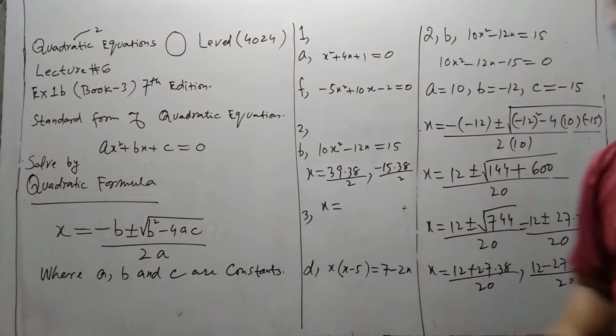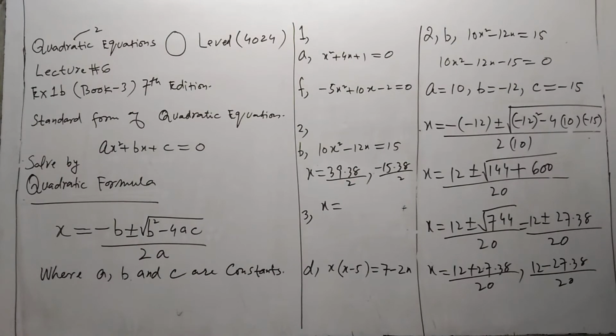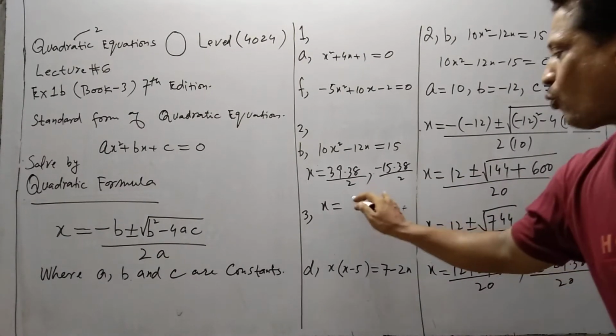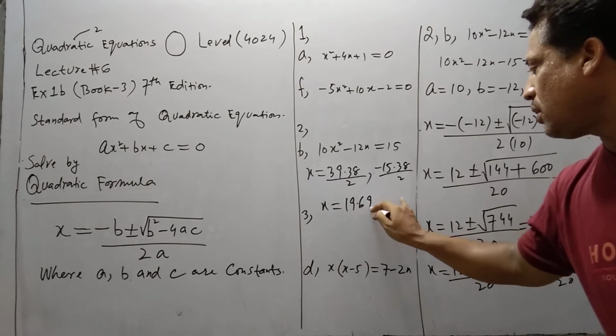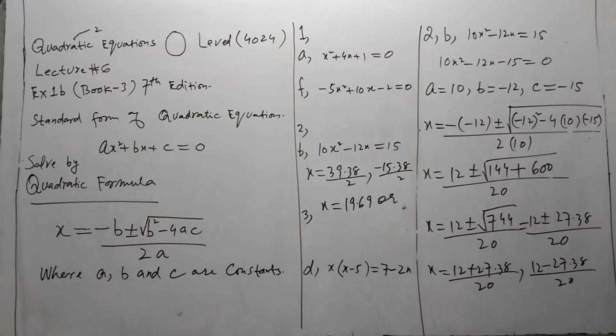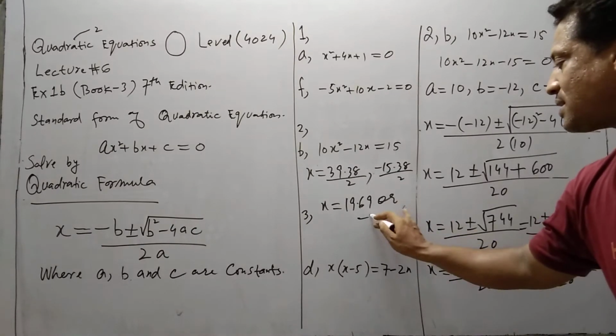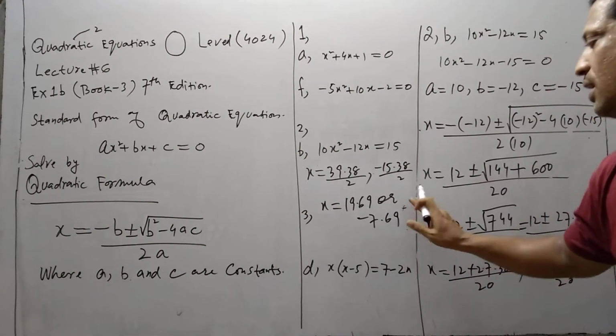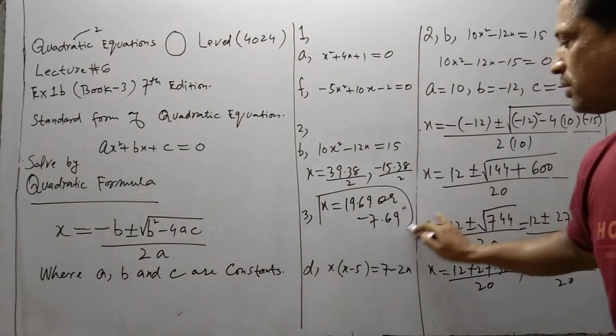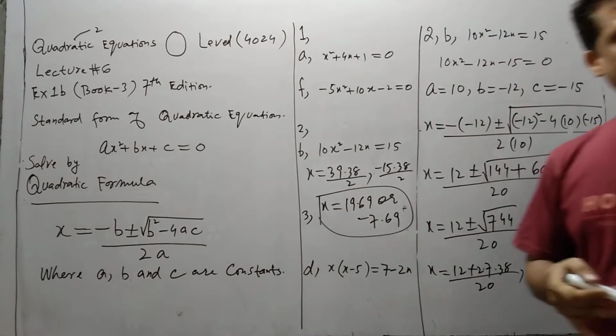Then x is equal to 39.38 upon 2, which is 19.69, or minus 15.38 upon 2, which is minus 7.69. This is your answer. It's very easy.